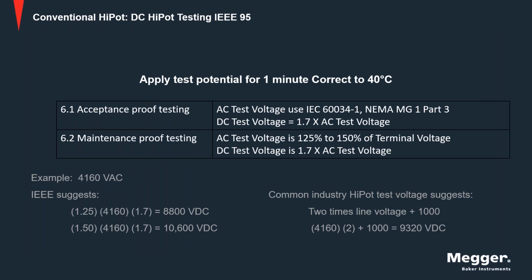So, high potential test for 1 minute, conventional high pot. IEEE 95 gives us the guidelines there for high pot testing. We're performing a DC high pot test. The voltage range that IEEE would indicate to take the voltage up to for 4160 would be between 8,800 and 10,600 volts. Our recommendation, which a lot of common industries also recommend, is two times line voltage plus 1,000 volts. For that, we would be at 9,300, so it comes in right there in the middle of IEEE.